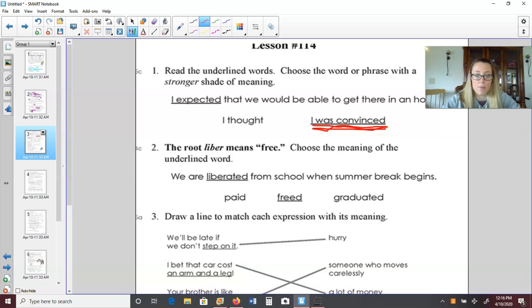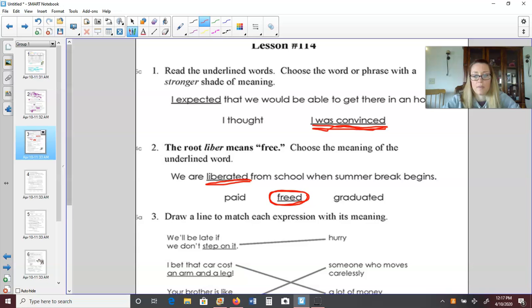Number 2, the root liber means free. Choose the meaning of the underlined word. So we've seen the word liberty when we've talked about grammar. Or I'm sorry, not grammar. This is grammar. When we've talked about government. We are liberated from school when summer break begins. Liberated from school. So what does it mean to be liberated from school? We are freed from school.